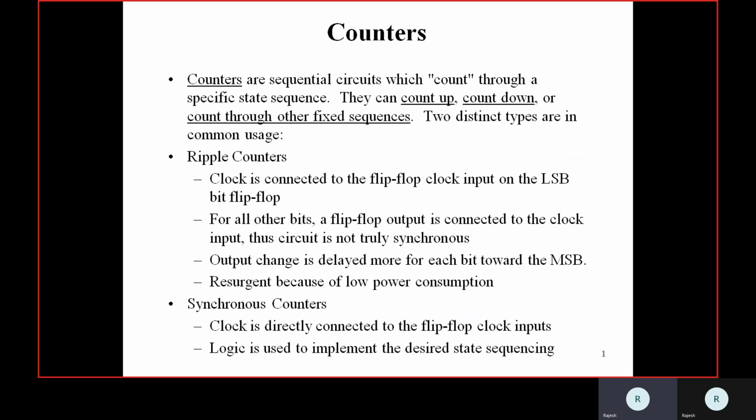And you can design the logic to make it count as a specific state sequence. You can count from 0, 1, 2, 3, 4, 5, 6, 7. That is an up counter. You can start with initial value 7, then 7, 6, 5, 4, 3, 2, 1, 0, a down counter, or any state sequence. That state sequence is under your control.